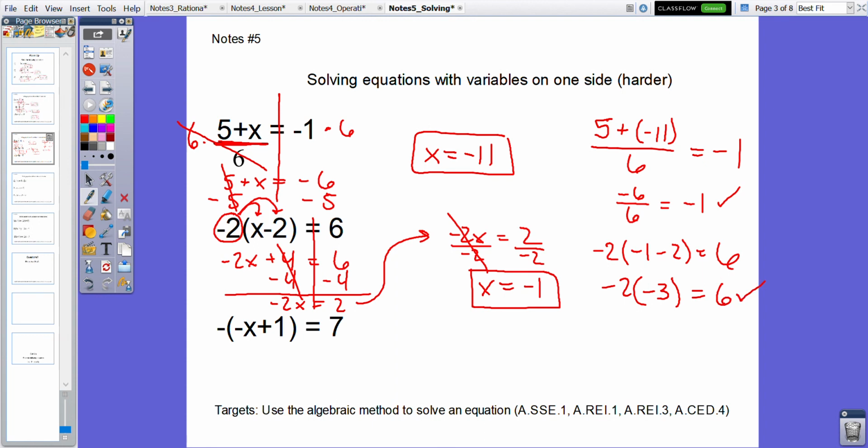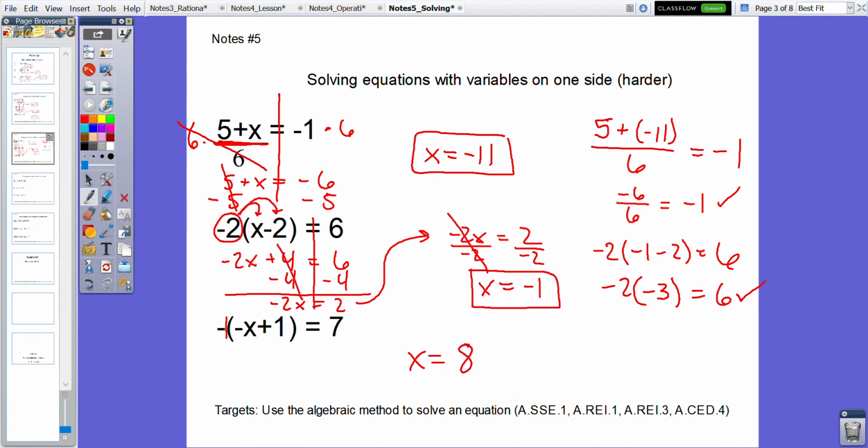For the next example, I'm going to have you guys do this. I'll give you a hint on this one. It's just like the example before this, but treat this negative sign on the outside as a -1. So you're going to distribute a -1 here. I'll give you a couple seconds to try this out. And what you should see, if you did this correctly, is you should have gotten x equals +8.